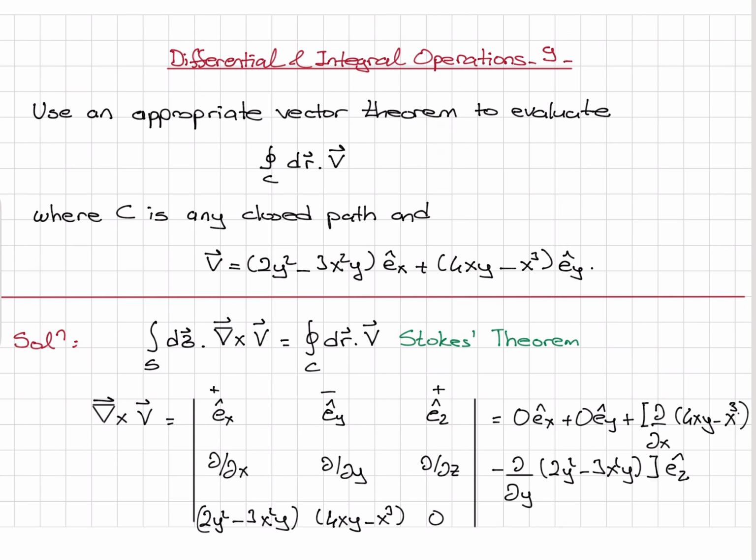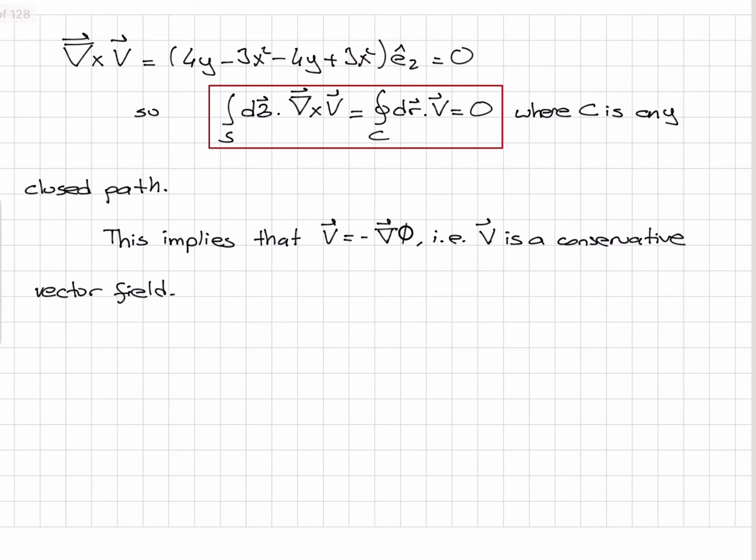And for the y derivative, we obtain 4y minus 3x² with a minus sign. This becomes minus 4y plus 3x². They all cancel out, giving us 0. So curl of vector v is 0. Therefore, this integral is 0 according to Stokes' theorem. And because the curl of this vector is 0, it's derivable from a scalar potential, making v a conservative vector field.